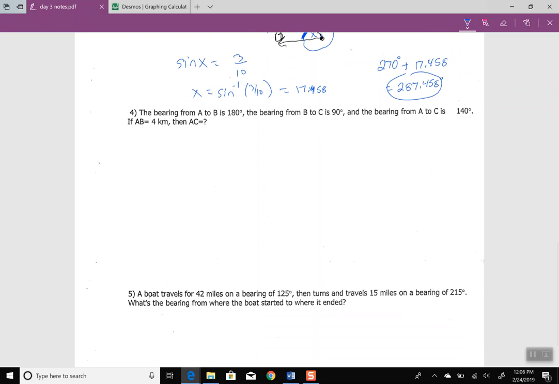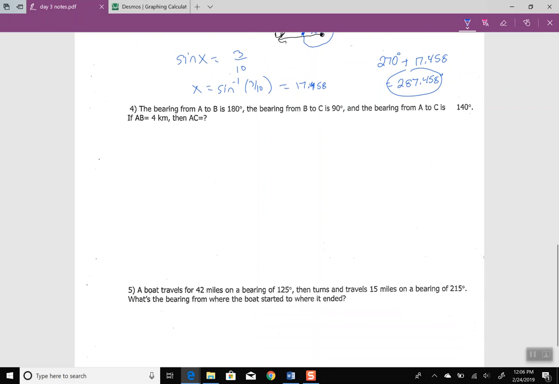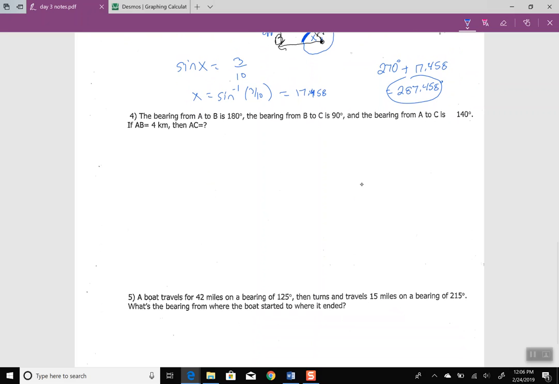So this one, the bearing from A to B is 180 degrees. So from A, messy handwriting today, from A to point B. So if I'm at A and I want to travel on a bearing of 180 degrees, here's due north. Going straight down would be 180, so I'm going down to point B. And then the bearing from B to C is 90 degrees. So if I imagine again this imaginary line, traveling 90 degrees would now be going to the right.